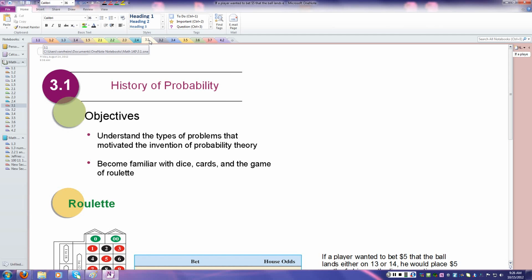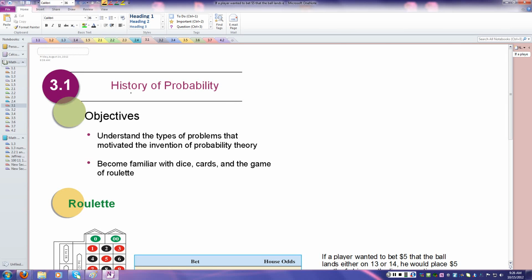So this week's lecture is over 3.1 and 3.2. There's really no questions from 3.1. It just gives you kind of an overview of the section or the chapter 3. So we're going to focus on probability.